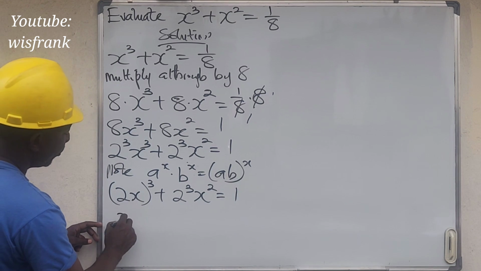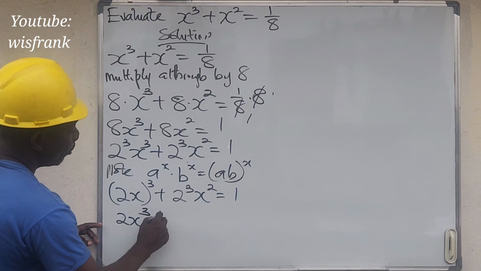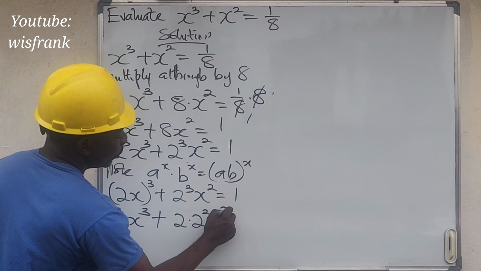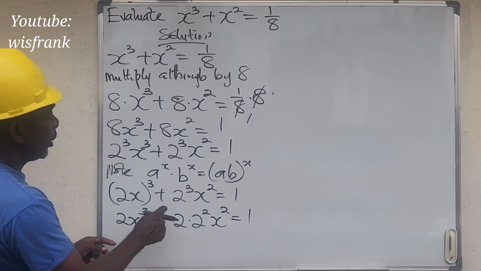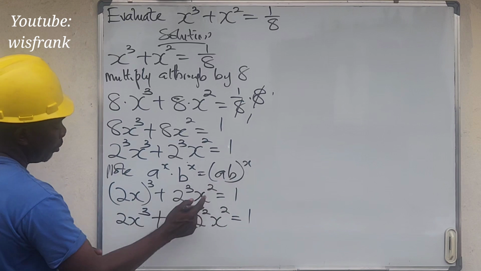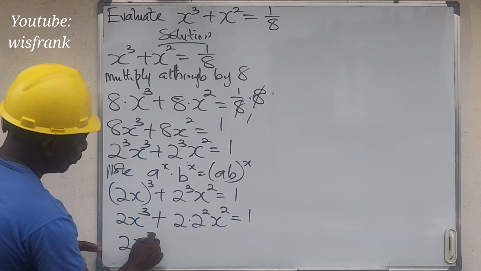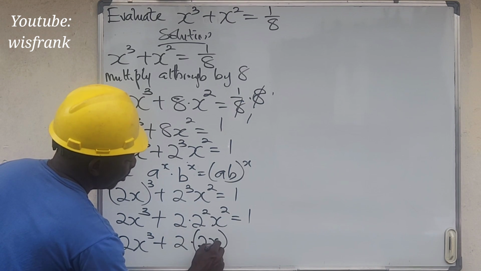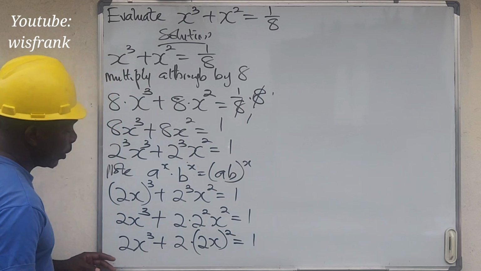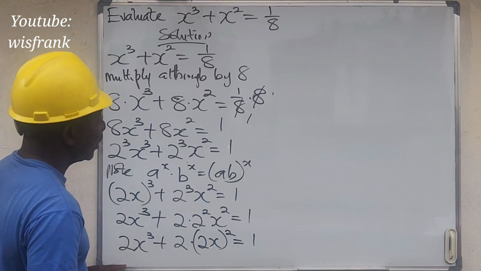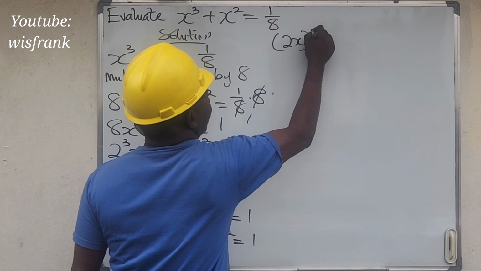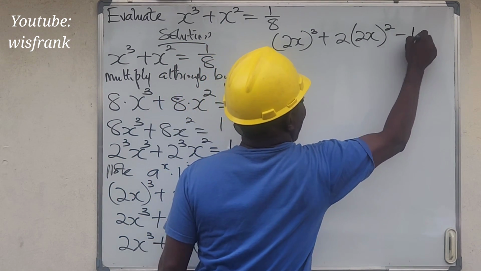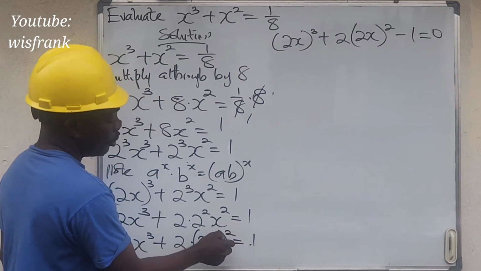So from here, this will become (2x) to the power of 3 plus this 2 can be written as 2 times 2 to the power of 2 x to the power of 2 equals 1. So the same format here, we will represent this in this format. So this will become (2x) to the power of 3 plus 2 times (2x) to the power of 2 equals 1. You can see that we have 2x here. So this is the same thing as having (2x) to the power of 3, then plus 2 into (2x) to the power of 2, minus 1 equals 0, because 1 will be transposed to the other side.